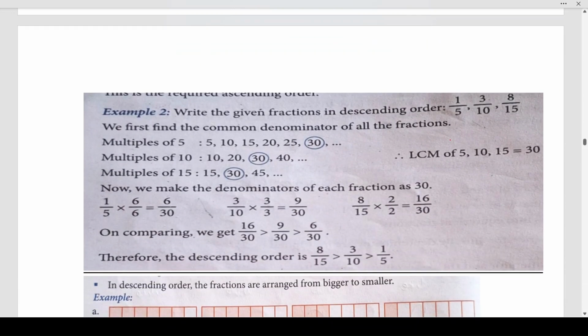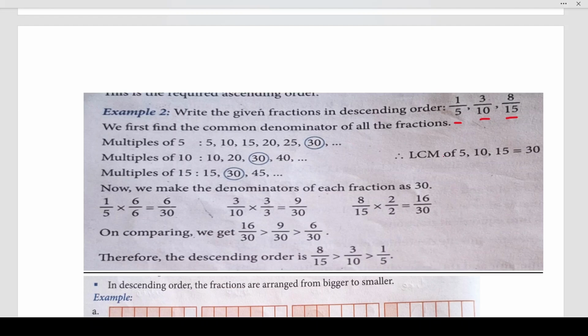Now write the given fractions in descending order. Descending order means big to small. The three fractions are 1 by 5, 3 by 10 and 8 by 15. As you can see, students, the denominators in these three fractions are different. So these three fractions are unlike fractions. They have to be converted into like fractions.